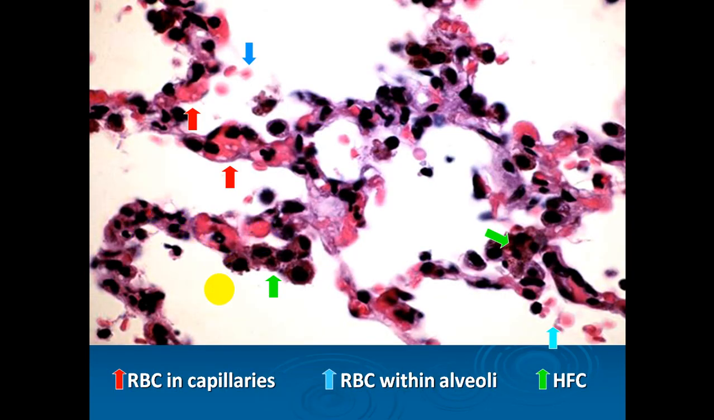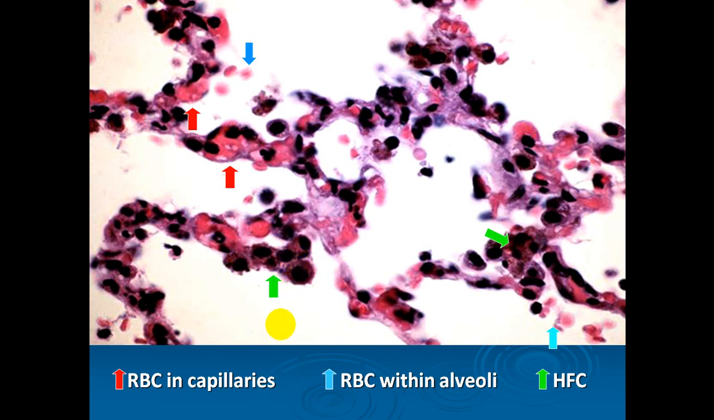Okay, this is a closer view of congestion. Here we can see small capillaries fully occupied by erythrocytes. Some of the erythrocytes, or red blood cells, that escape into the alveoli or the interstitial part will be ingested by these macrophages. If they ingest erythrocytes, they also ingest the hemoglobin.